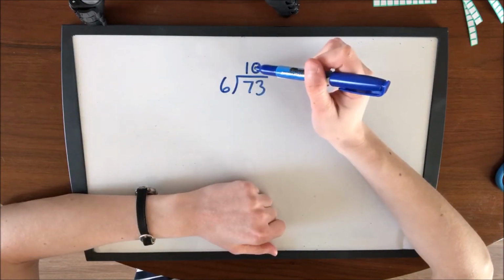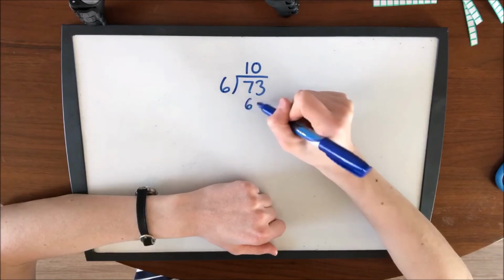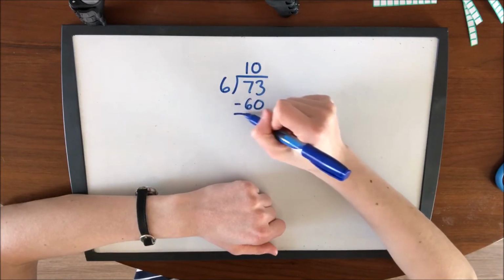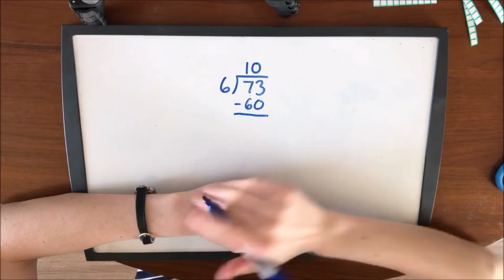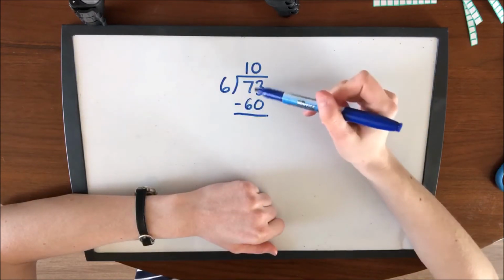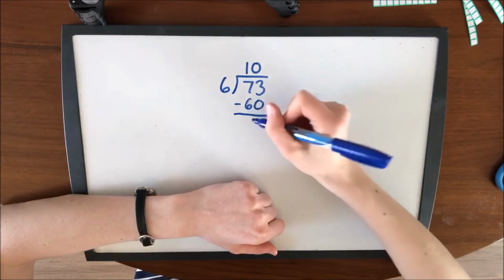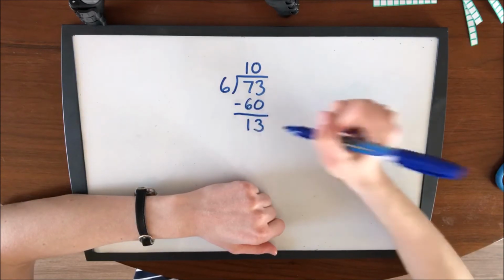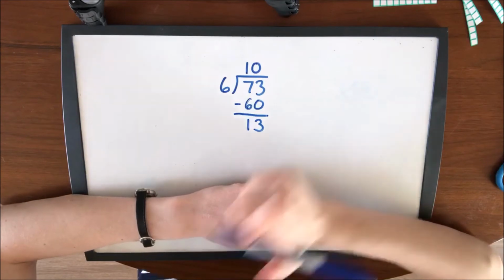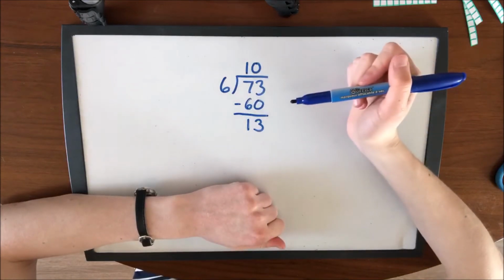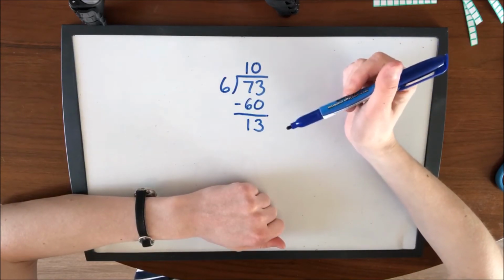So 6 times 10 equals 60. So in total, I've divided up 6 tens so far. But we still have some left over to divide. So I'm going to subtract 73 minus 60, and I get 13. Now I have to solve the rest of the question. So 13 divided by 6. I'm going to think about my multiplication tables.